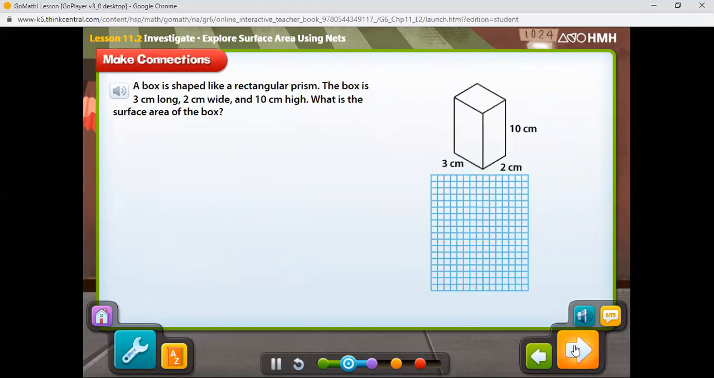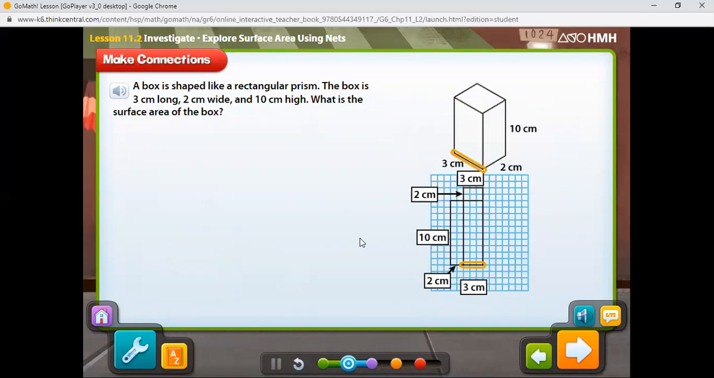Let's find the surface area of a box using the area formula. The first step is to translate this box with its measurements to a net. Let's begin with this face. This face of the box is 2 centimeters wide and 10 centimeters high. This face is 3 centimeters long and 2 centimeters wide.